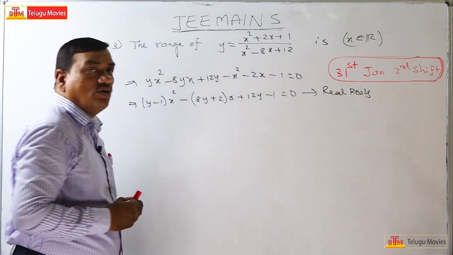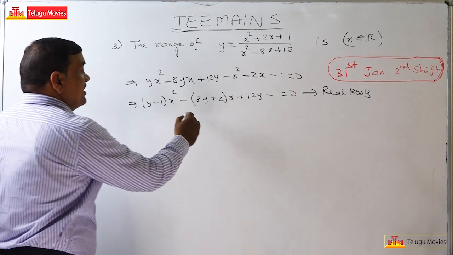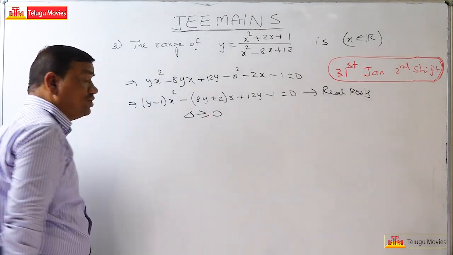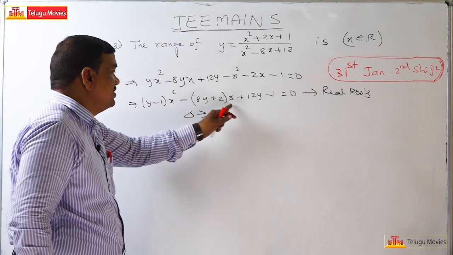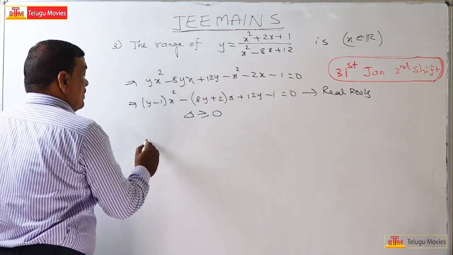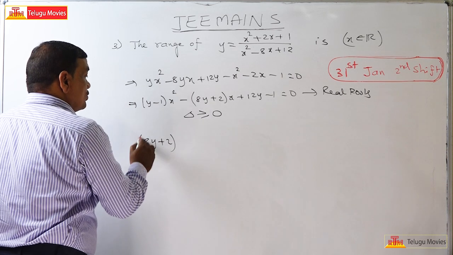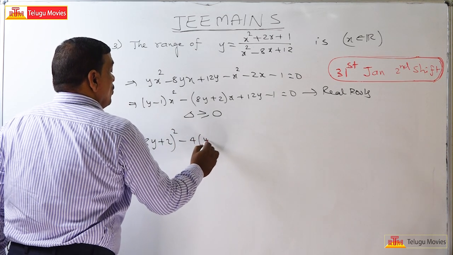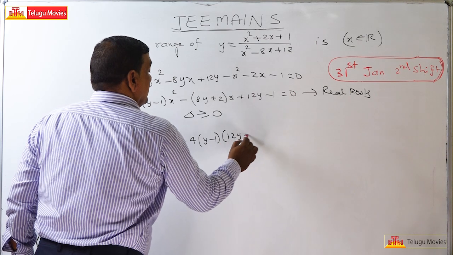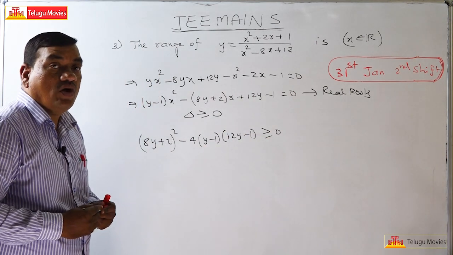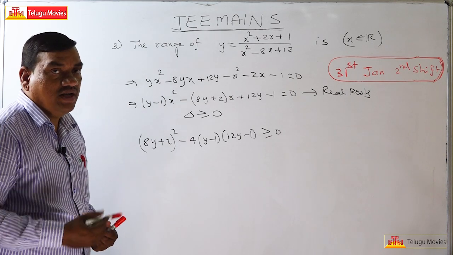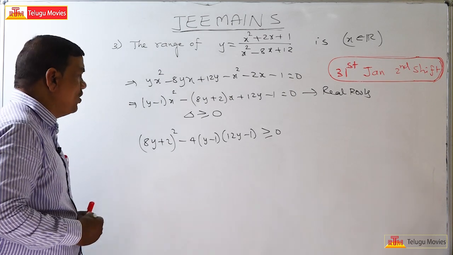So when real roots are there, we know the discriminant, that is delta, should be greater than or equal to 0. What is delta? B square minus 4ac. What is b square? This is minus (8y plus 2) whole square minus 4ac greater than or equal to 0. That's why we will get a quadratic inequality in y. So we will solve that quadratic inequality. So how to do this?